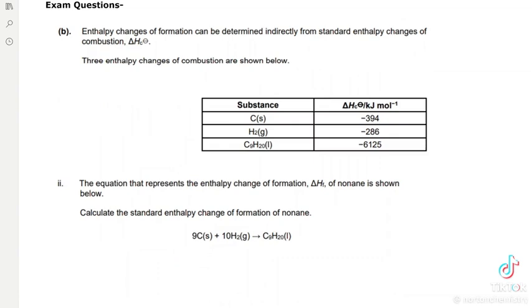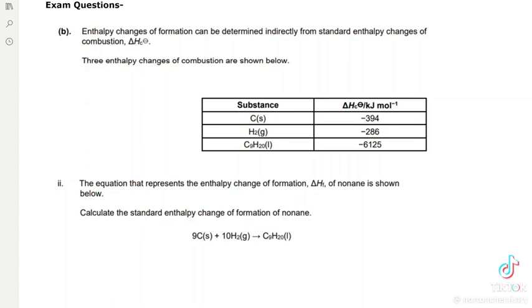So we've got an exam question. Enthalpy changes of formation can be determined indirectly from standard enthalpy changes of combustion. Three enthalpy changes of combustion are shown below. So we've got the enthalpy change of combustion of carbon, hydrogen and nonane, and the equation that represents the enthalpy change of formation of nonane is shown below. Calculate the standard enthalpy change of formation of nonane.